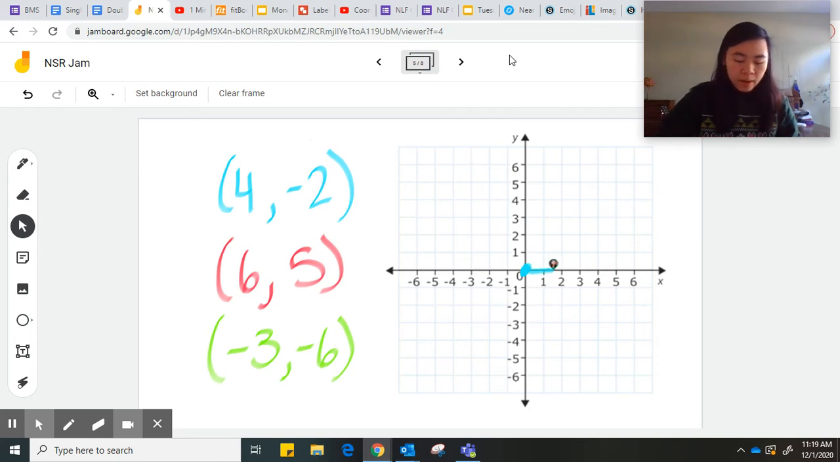4. And then I'm going up 2. I'm sorry, down 2 because it's negative. So I'm going to go down 2. And this is my point. Okay, so I showed you my path.